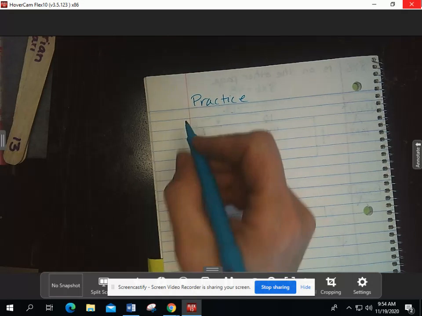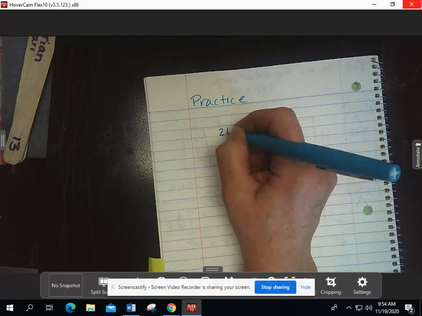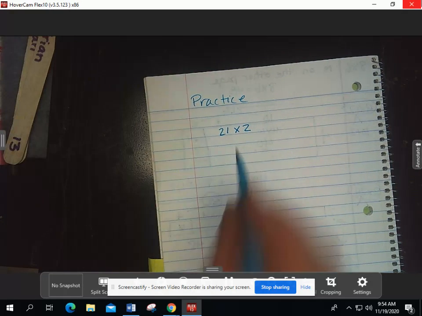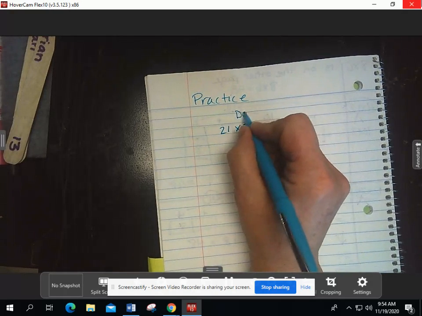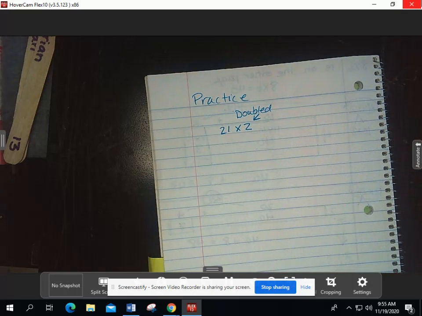Because I know all of you now know how to do a multiplication problem that is times 2. So let's start with 21 times 2. It's times 2, so that means it is doubled. How many of you were able to do this in your head, and how many of you are doing it as an addition problem? If you're doing it as an addition problem, I want to see who's doing it that way. Thank you. There's a few of you that are.